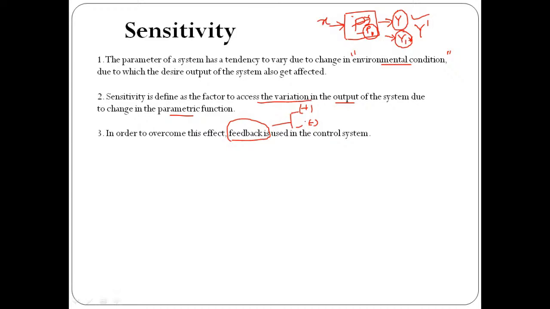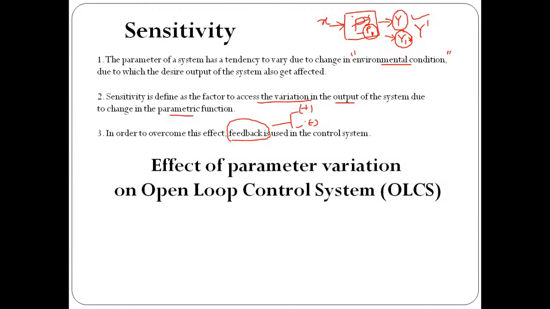This portion is a little bit theory, but it is very technical. If you understand this theory very effectively, then it is very easy for you to solve any numerical on sensitivity. So, effect of parameter variation on open loop control system. What we are going to do now, in case of open loop control system, is vary the parameter, and check how the output is going to vary.